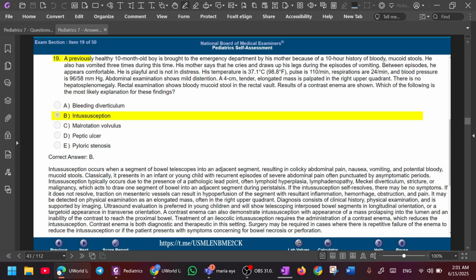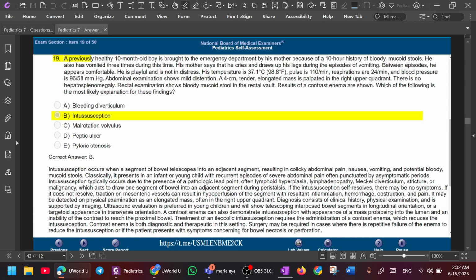Intussusception occurs when a segment of bowel telescopes into an adjacent segment, resulting in colicky abdominal pain, nausea, vomiting, and potential bloody mucus stools. Classically it presents in an infant or young child with recurrent episodes of severe abdominal pain, often punctuated by asymptomatic periods. Intussusception typically occurs due to a pathologic lead point, often lymphoid hyperplasia, lymphadenopathy, Meckel diverticulum, stricture, or malignancy, which draws one segment of bowel into an adjacent segment during peristalsis.